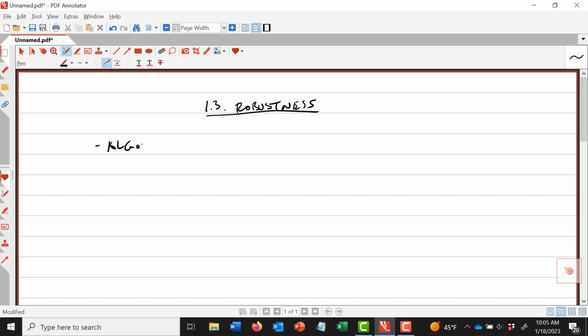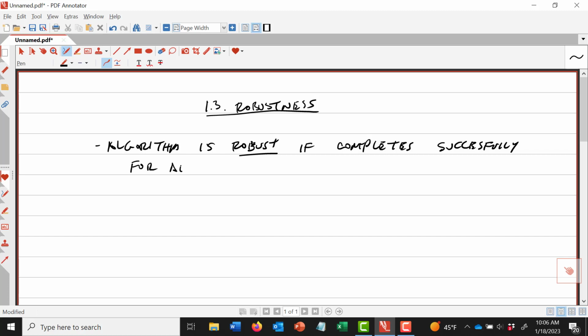And when we say that your algorithm is considered to be robust if it completes successfully for all reasonable inputs. So what do we mean by that?